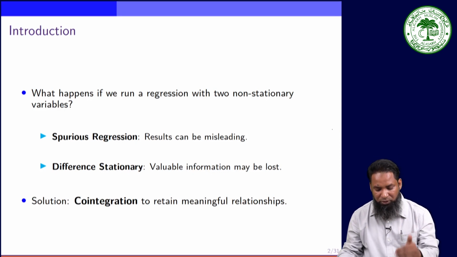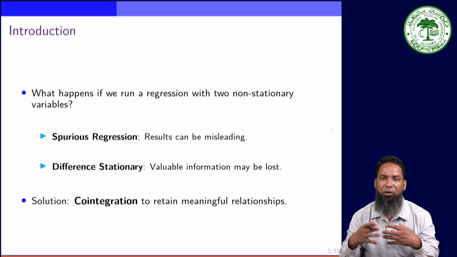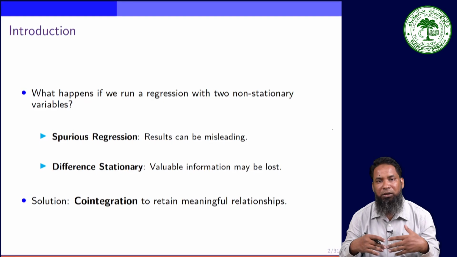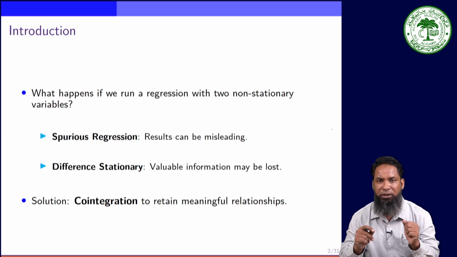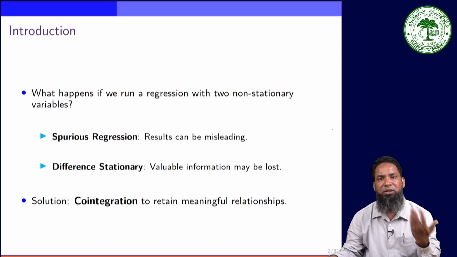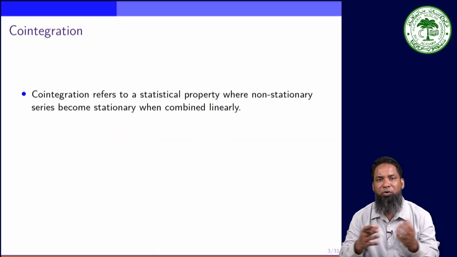In cointegration analysis, it is useful to retain the meaningful long-run relationship. However, we cannot always use cointegration analysis in every case of non-stationary series. So let's understand what cointegration is. Cointegration is basically a statistical property where, if two non-stationary series are combined linearly, the resultant series becomes stationary. That property is known as cointegration.